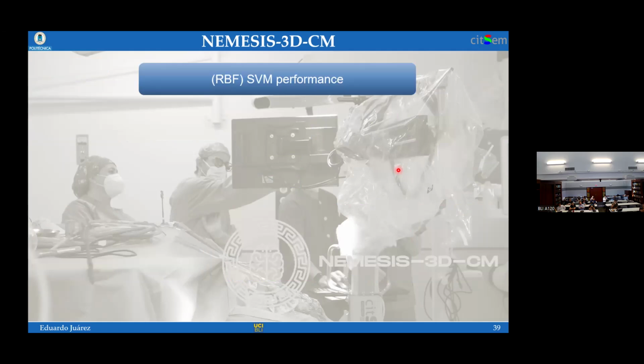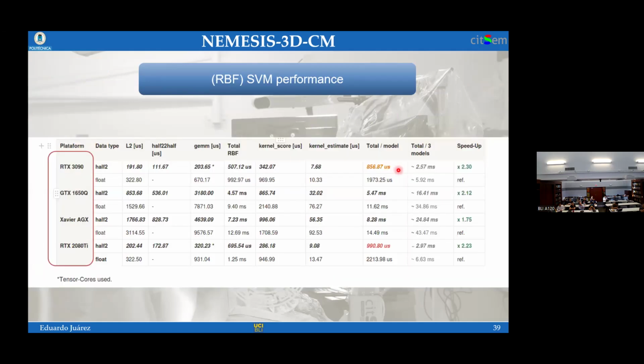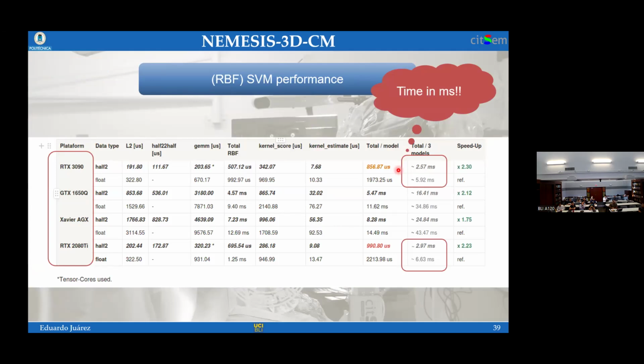So we were looking at the functionality, but what happens with the performance, with the processing time of these algorithms? For the support vector machine with a radial basis function as a kernel, we use different GPUs, and the processing time is less than 3 milliseconds. So we can put in parallel these three support vector machines.